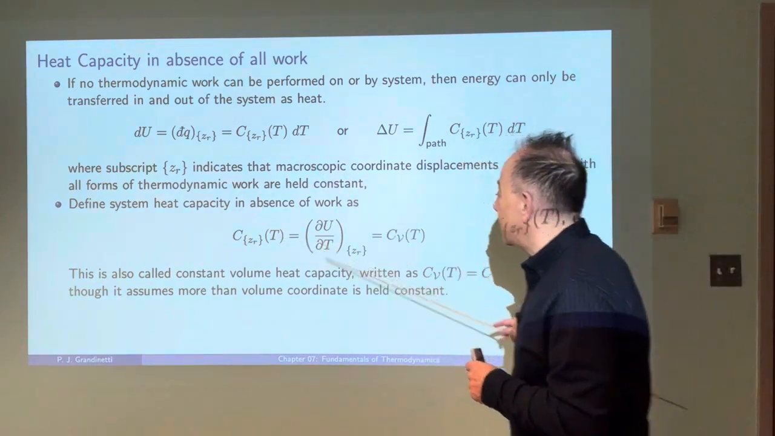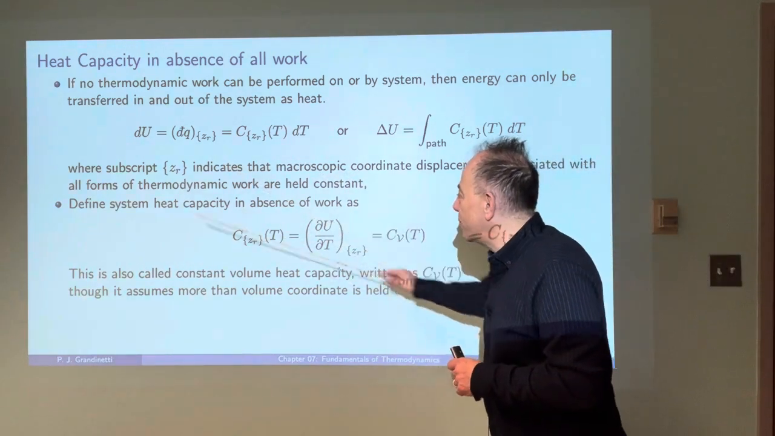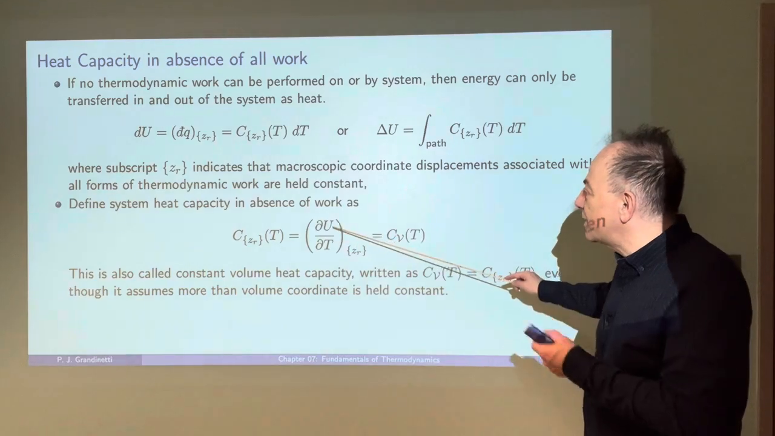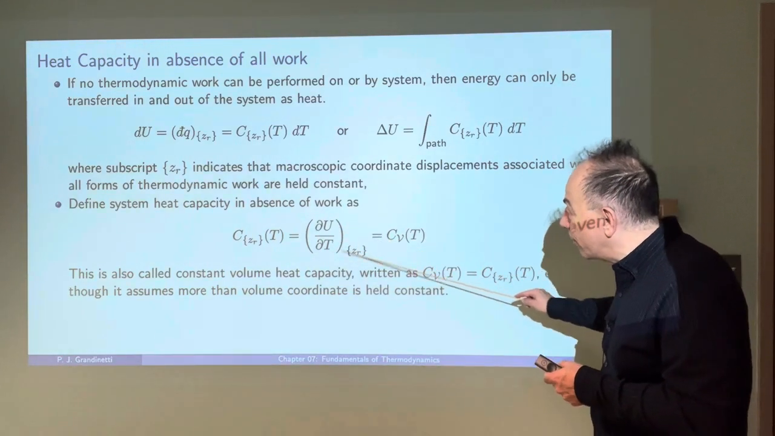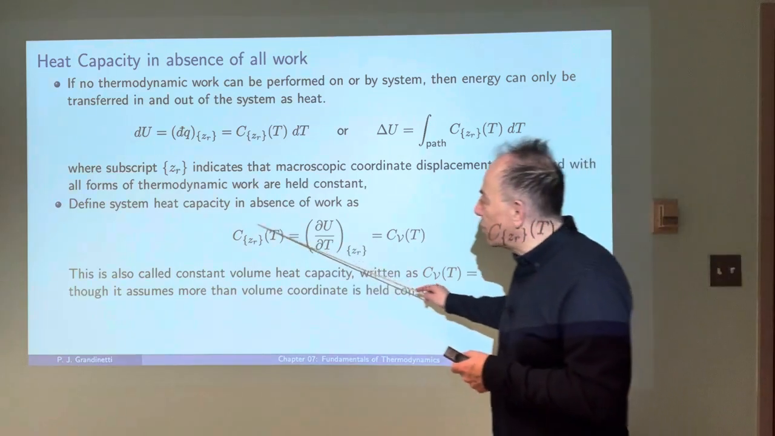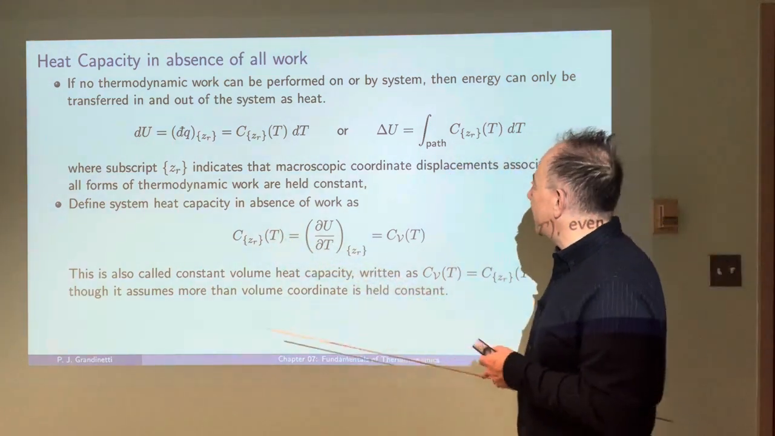And that C actually is then very simply related to the energy. It's just, this is kind of obvious, restating the obvious, the partial derivative of the internal energy with respect to temperature with all of those displacements held constant is what's called the heat capacity in that case.